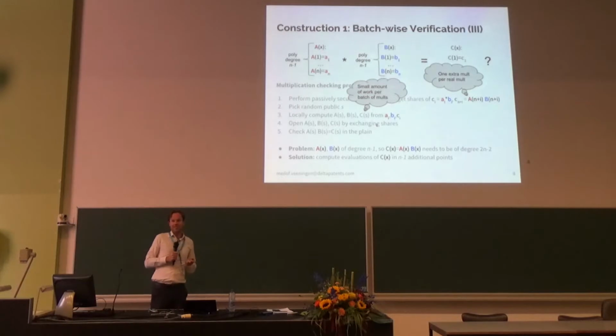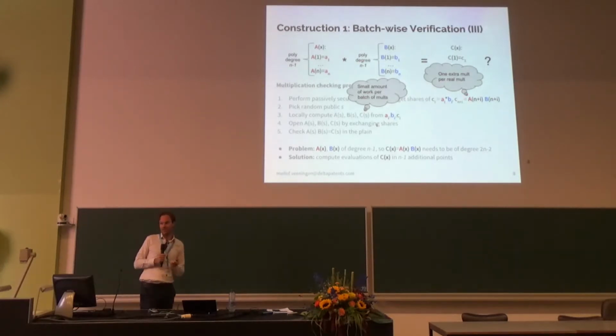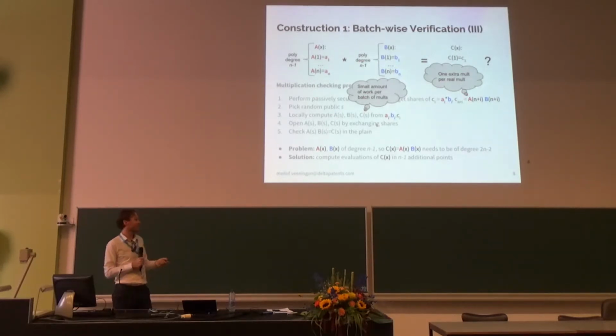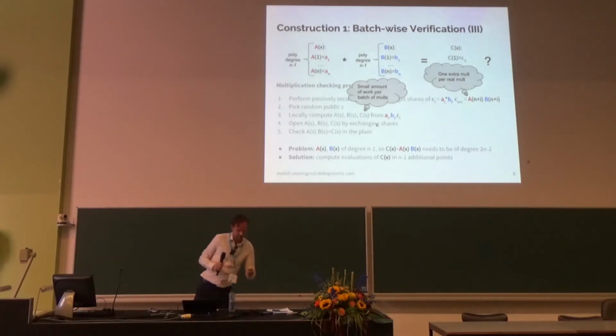So what that means is that for every multiplication that we do in the protocol, we need to do one extra multiplication to get this extra value of Ci. That gives us the overhead of performing the batch-wise check, because for each multiplication we need to perform an extra one. That's the first thing, and then after we've done that, we can just do the multiplication check batch-wise. We just need to check one multiplication, and that's just a constant number of messages that you need to exchange. So a small amount of work to do per batch of multiplication triples. So that's the first construction.